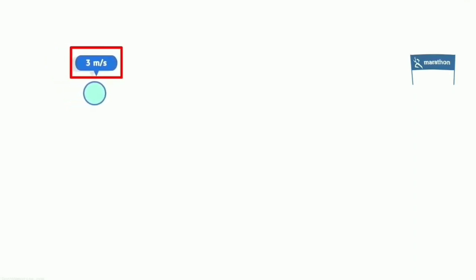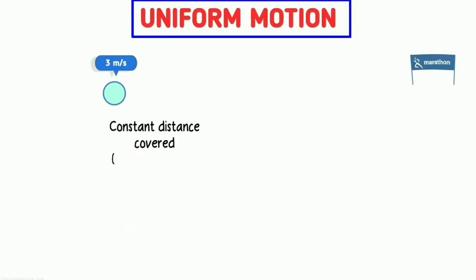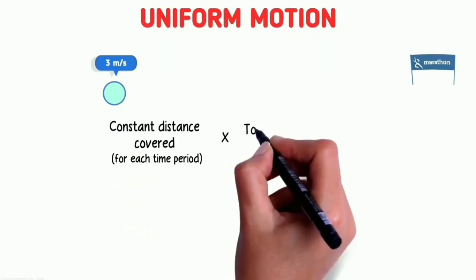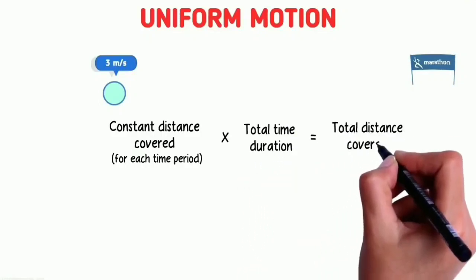He is training to run a marathon. He's covering a distance of 3 meters every second. So the distance he covers each second is constant at 3 meters, and he maintains the pace for a certain period of time. This is what we describe as uniform motion. So in the case of uniform motion, if we know the constant distance covered for each time period, along with the total time duration of motion, we can calculate the total distance covered.